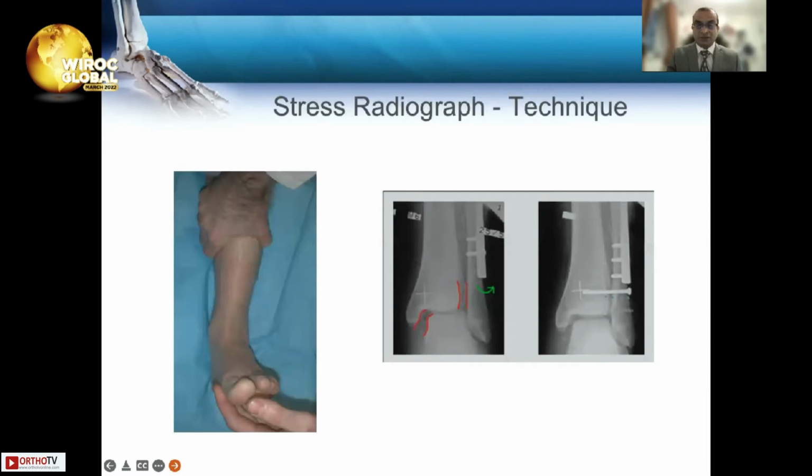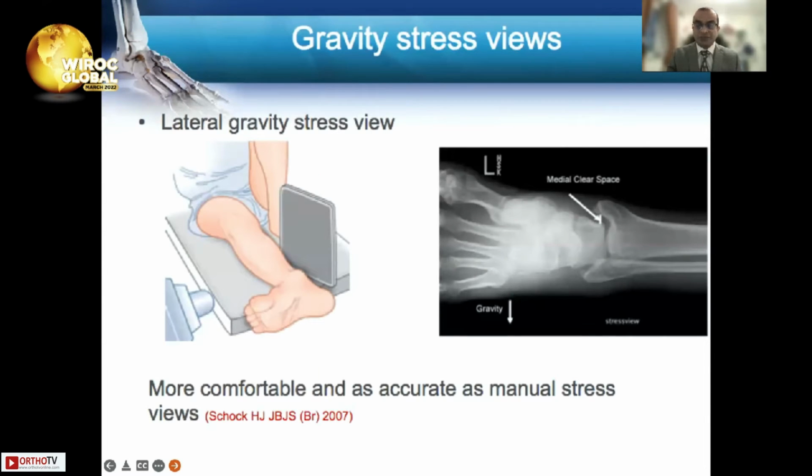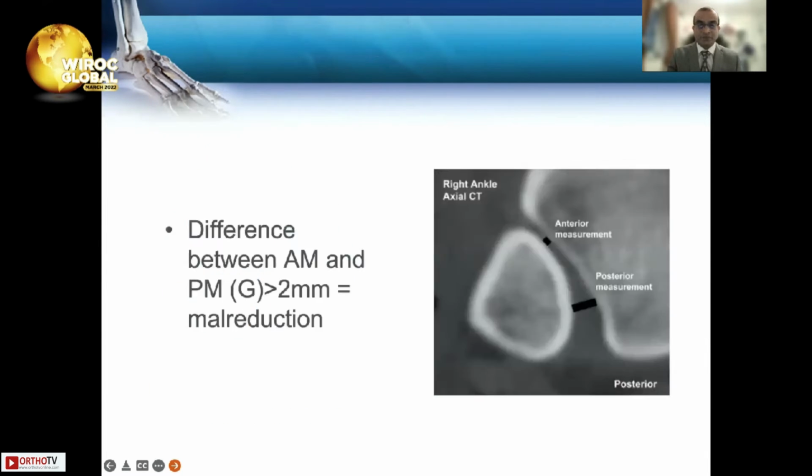Now, in subtle instabilities, you can use an external rotation stress test as demonstrated on the picture on the left, which will show an increase in the medial space between the medial malleolus and the talus and lateral talus shift. You could use the lateral gravity stress views, where it's much more comfortable for the patient and it seems to be as accurate as the manual external rotation stress view.